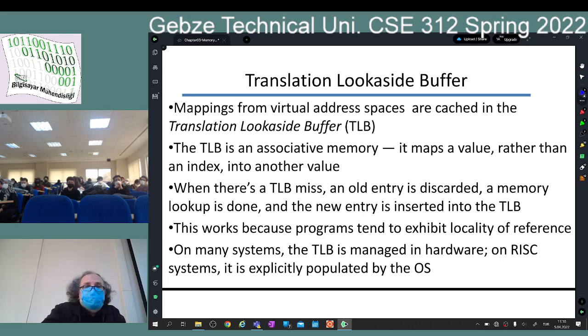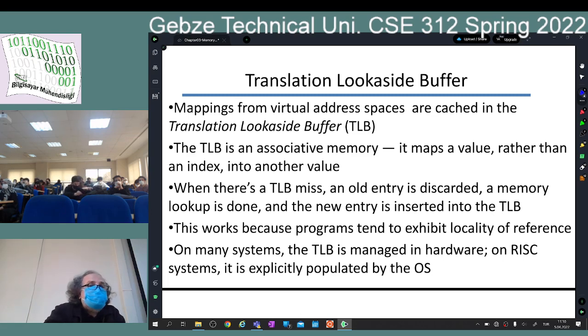As with caches, the TLB is an associative memory. You give it a value, and it gives you another value. It is not like indexing. You ask, do you have this virtual address page in you? It says yes. If it is yes, then it will give you the physical page address. If it says no, then that is a miss, and you have to get that value from your main memory page table.